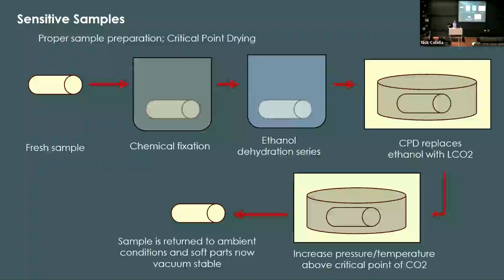It then goes into the critical point dryer, which will replace the ethanol first with liquid CO2. That's then heated up past the critical point of CO2, and then it is removed. The pressure and temperature are returned to ambient conditions, and the liquid CO2 has been replaced with gas phase. So there's now no liquid left. We've done it in a controlled way so that there's minimal structural deformation of the sample, and then it's safe to put it in high vacuum and you don't have to worry about dehydration.